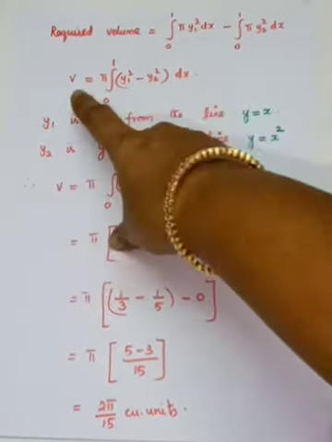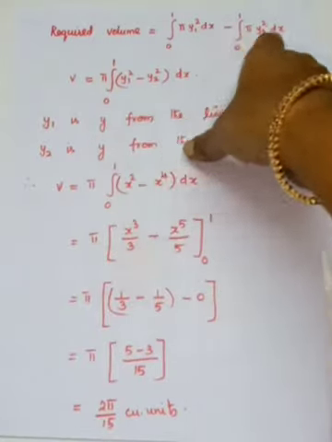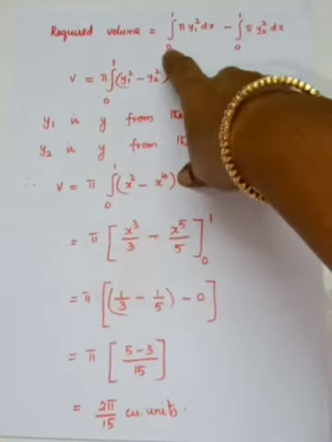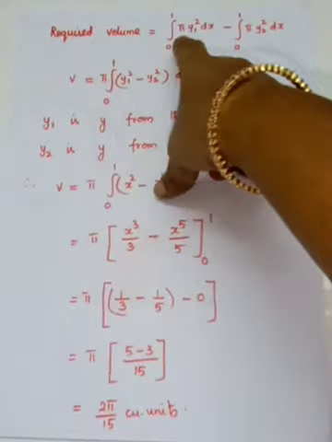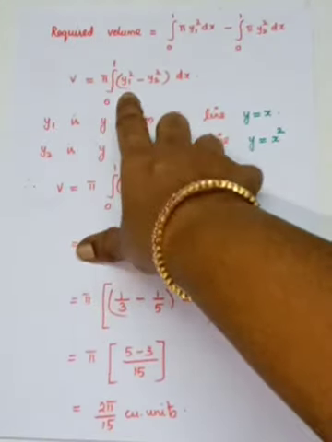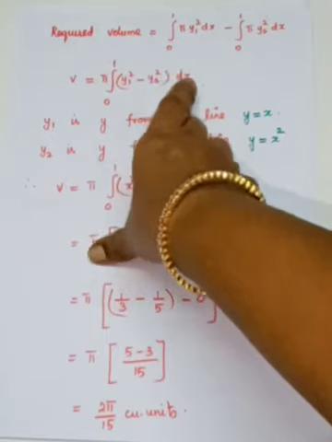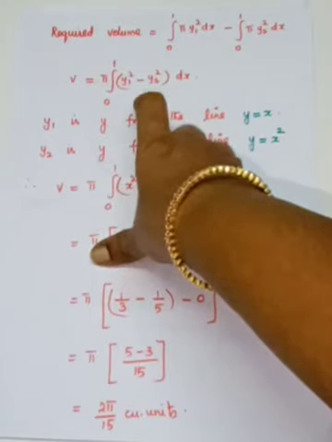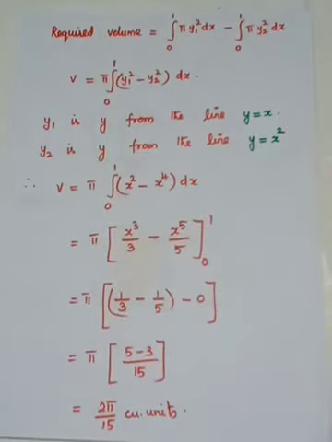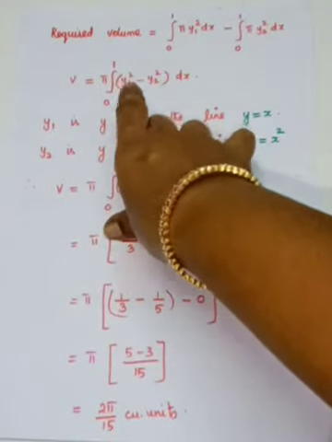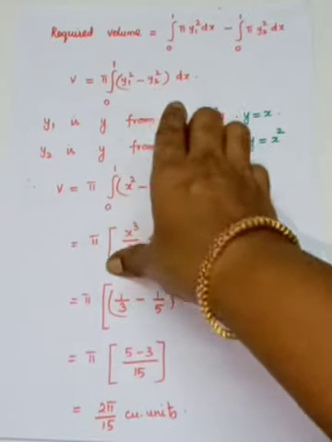So the required volume is equal to, from these two, what is common? The integral 0 to 1 and pi are also common. If it is taken out, it is y1 squared minus y2 squared into dx. If two curves, that is a line and a curve, are given about the x-axis, the area is nothing but integral a to b of y1 minus y2 into dx. Here volume means pi into y1 squared minus y2 squared into dx.